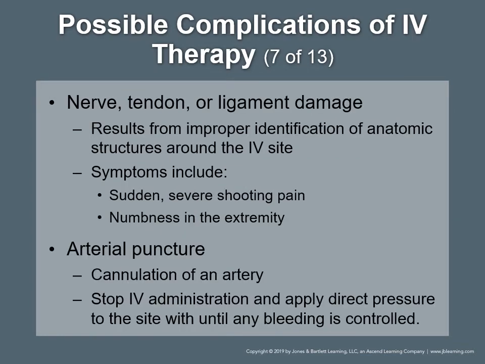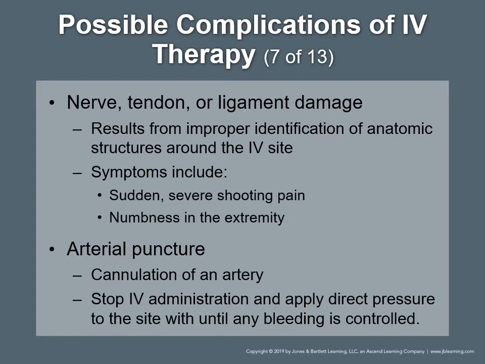Nerve, tendon, or ligament damage. This results from improper identification of anatomic structures around the IV site. The risk increases with an IV site choice around joints. Symptoms include sudden severe shooting pain and numbness in the extremity. Immediately remove the catheter, select another IV site, and document the event.